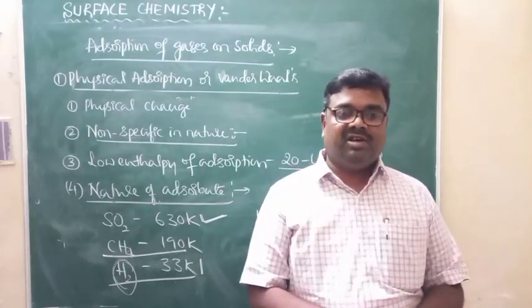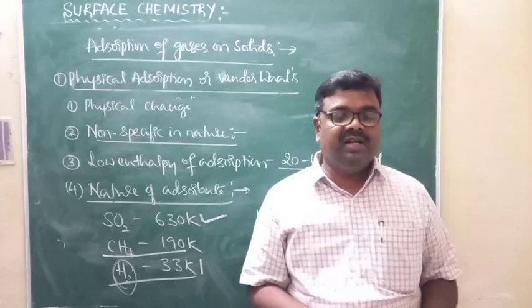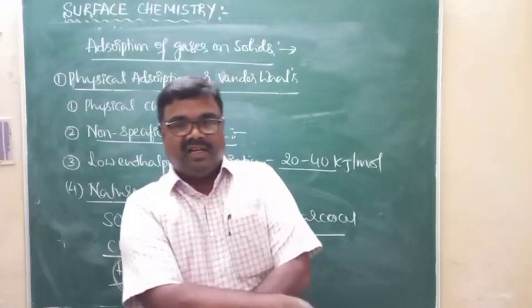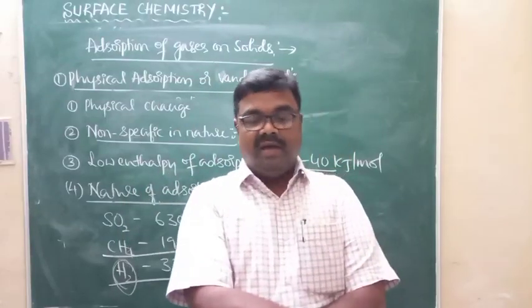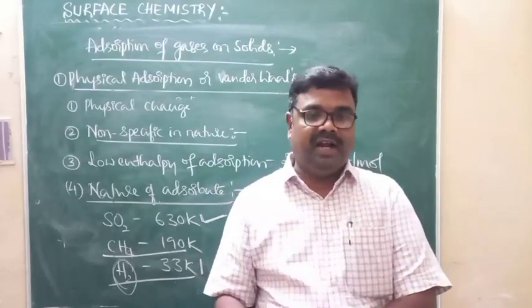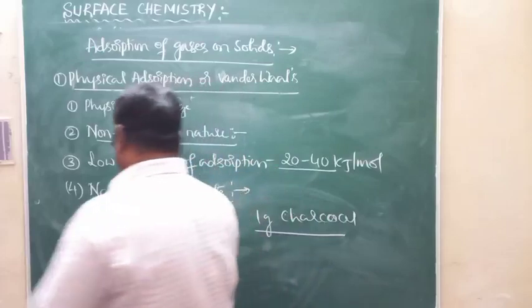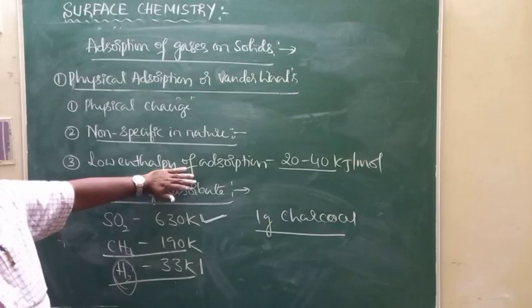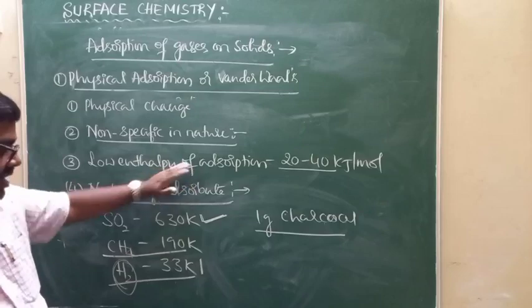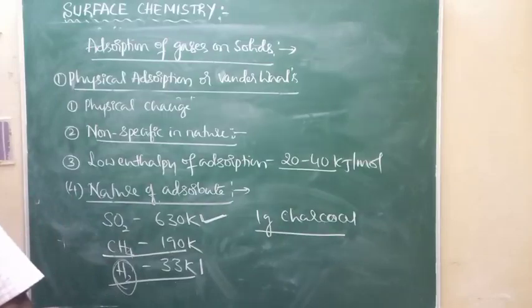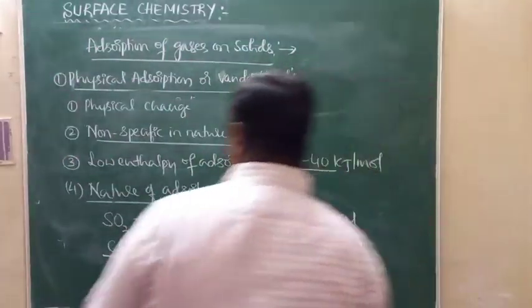Therefore, the extent of adsorption of gases on the surface of adsorbent decreases. As far as critical temperature is concerned, this is a temperature above which gases cannot be liquefied, whatever high pressure is applied. That is called critical temperature. In the case of the nature of adsorbate, the gases with high critical temperature values will undergo adsorption easily compared to the gases with low critical temperature values. This is the fourth property, the nature of adsorbate.